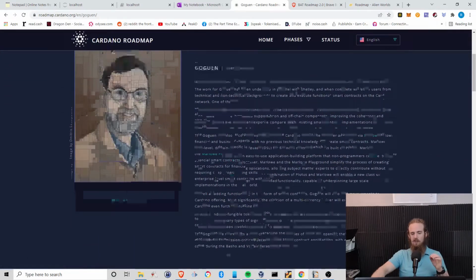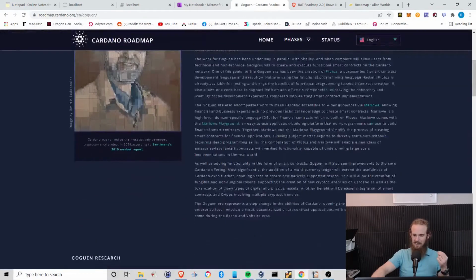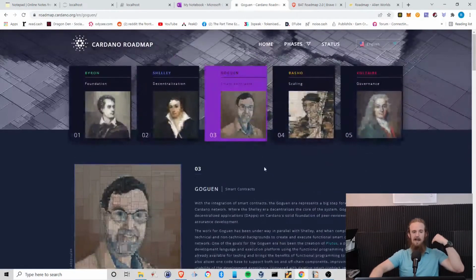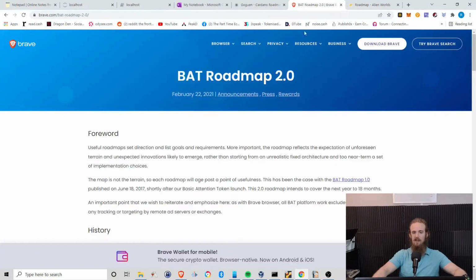Now, the important thing I want you to notice here is that, just glancing at this, I don't see any specific dates. I don't see "by November of 2023 we will have this." But it's organized in phases. So it gives you a general timeline, a sequence of events so that you can know, okay, after we get these smart contracts, then we're moving into scaling. Then we're moving into governance. So it gives you a little bit of a general idea.